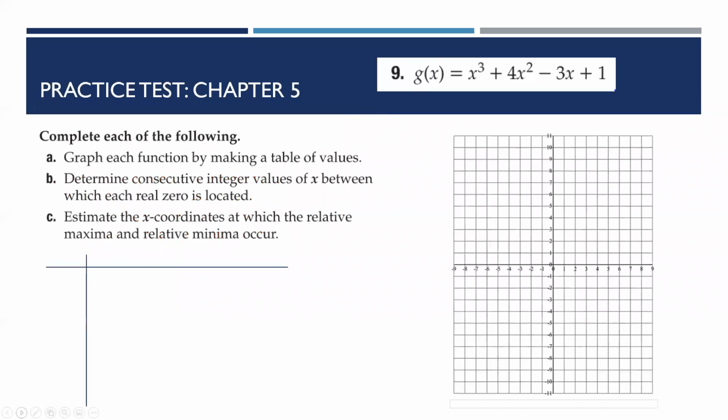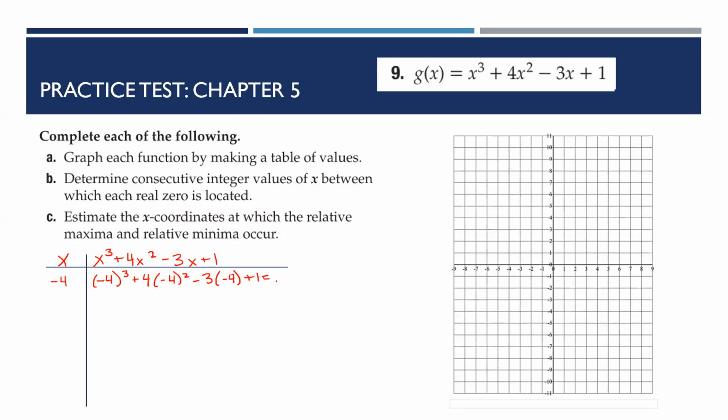Okay. All right, this is problem number 9. It says to complete each of the following, you have to know how to graph a function, okay? So here is my x value, and then I'm going to be using x cubed plus 4x squared minus 3x plus 1, okay? So when I plug in -4, I get -4 cubed plus 4 times -4 squared minus 3 times -4 plus 1, okay?